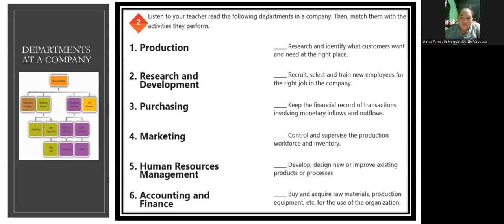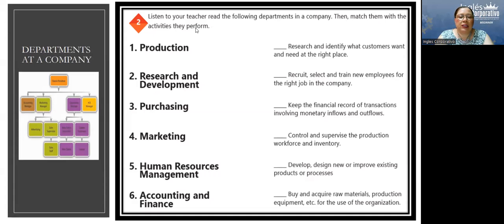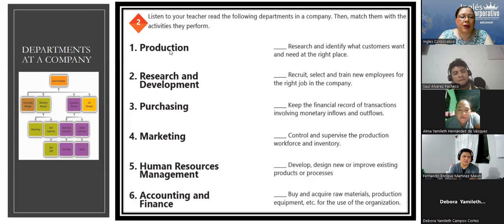Here it is. Okay, listen to your teacher read the following departments in a company. Then match them with the activities they perform. So let's say it again. Production. Okay, production. Everybody please repeat. Production. Yes, let's try not to say duction. Let's say production.